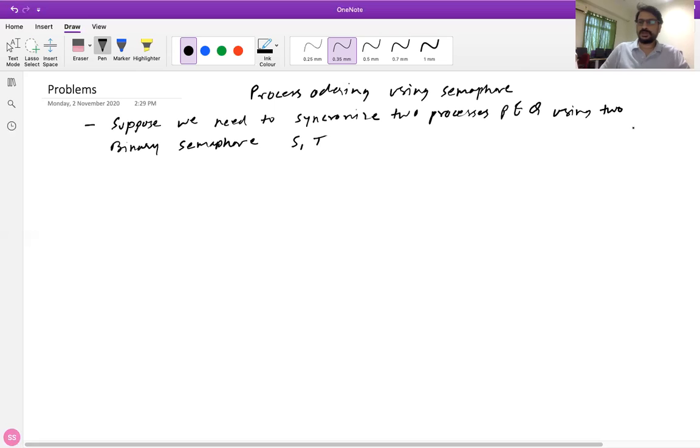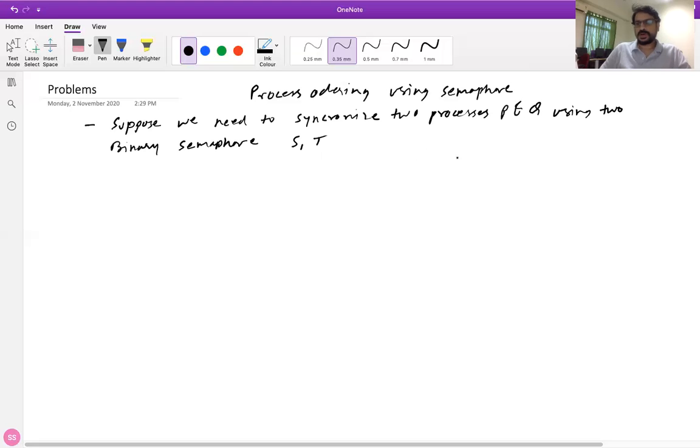So what is the question? The question is on process ordering, that how we can achieve process ordering using semaphore. Suppose we need to synchronize two processes P and Q using binary semaphores S and T. Binary means there are only two values, 0 and 1. But we have two semaphores, so S will have the value 0 and 1 and T will have the value 0 and 1. And we have the processes P and Q that we need to synchronize.